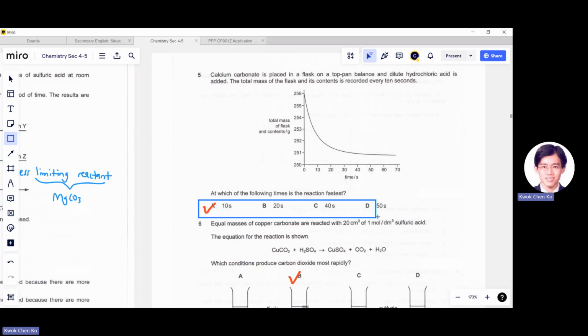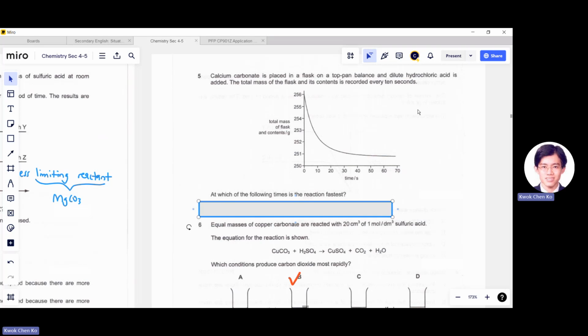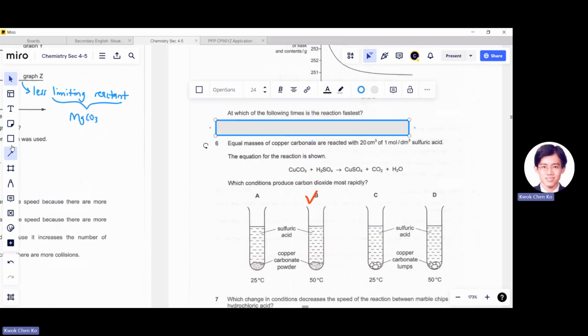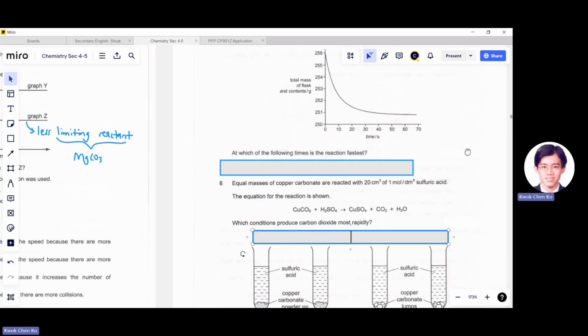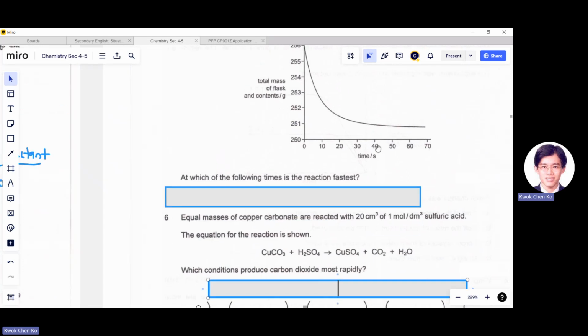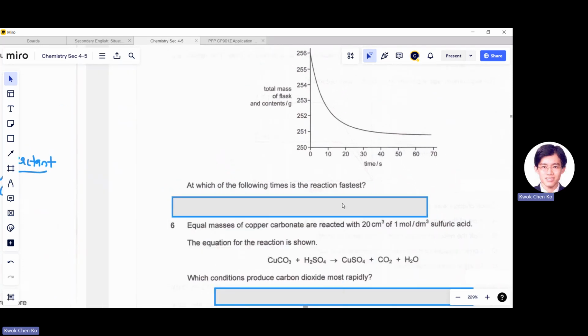Wait, question 5. Where is zero? Where is 0? 0 seconds, question 5. Isn't it there? You mean you can't say that? So why is the option of the faster? Which one of the following times is the reaction fastest? Okay, then what's the best answer? I mean, it slows down over time, right? Make sure you realize that. So the best answer is A.